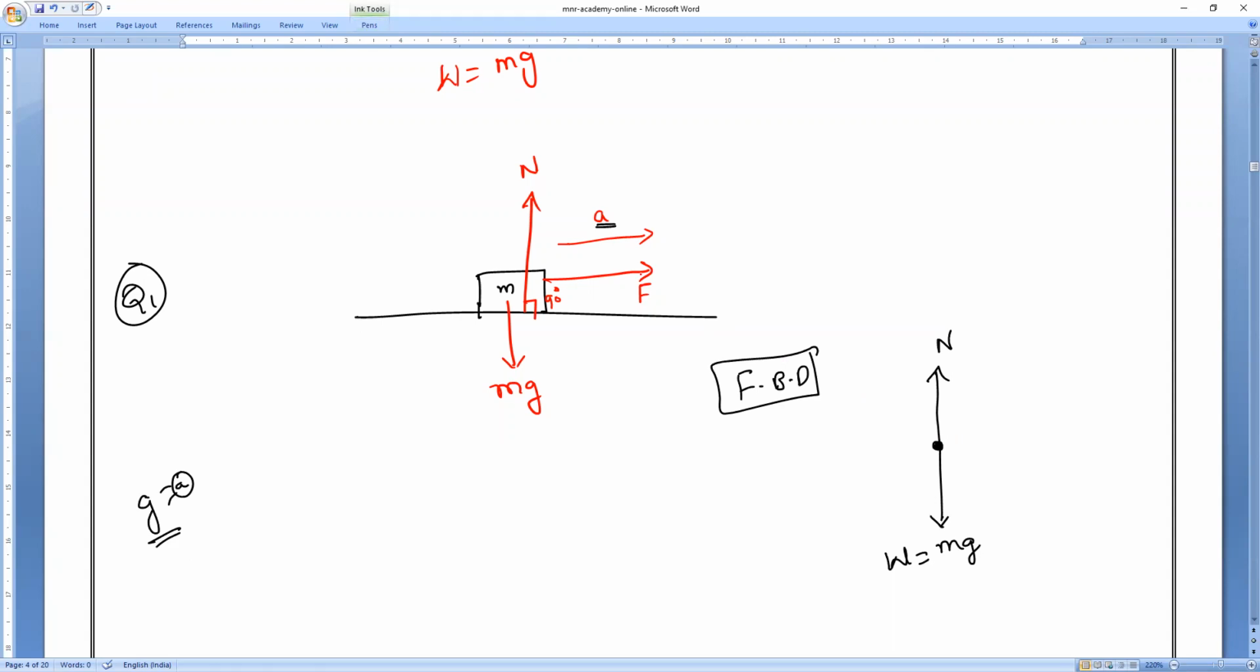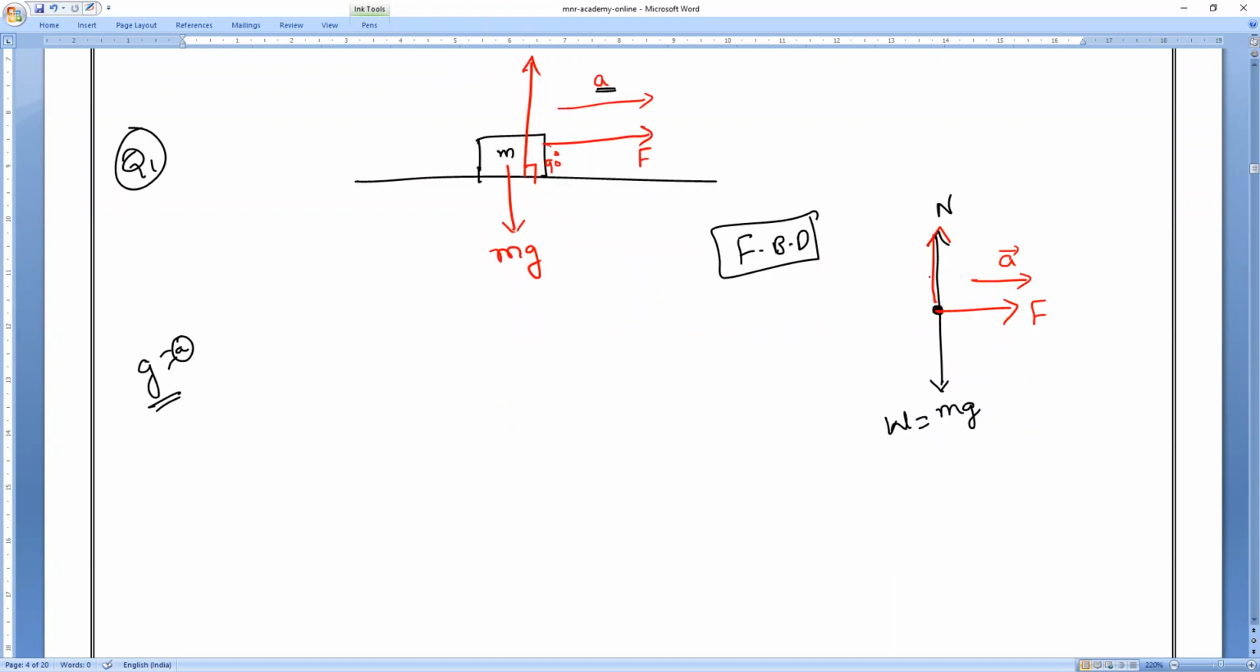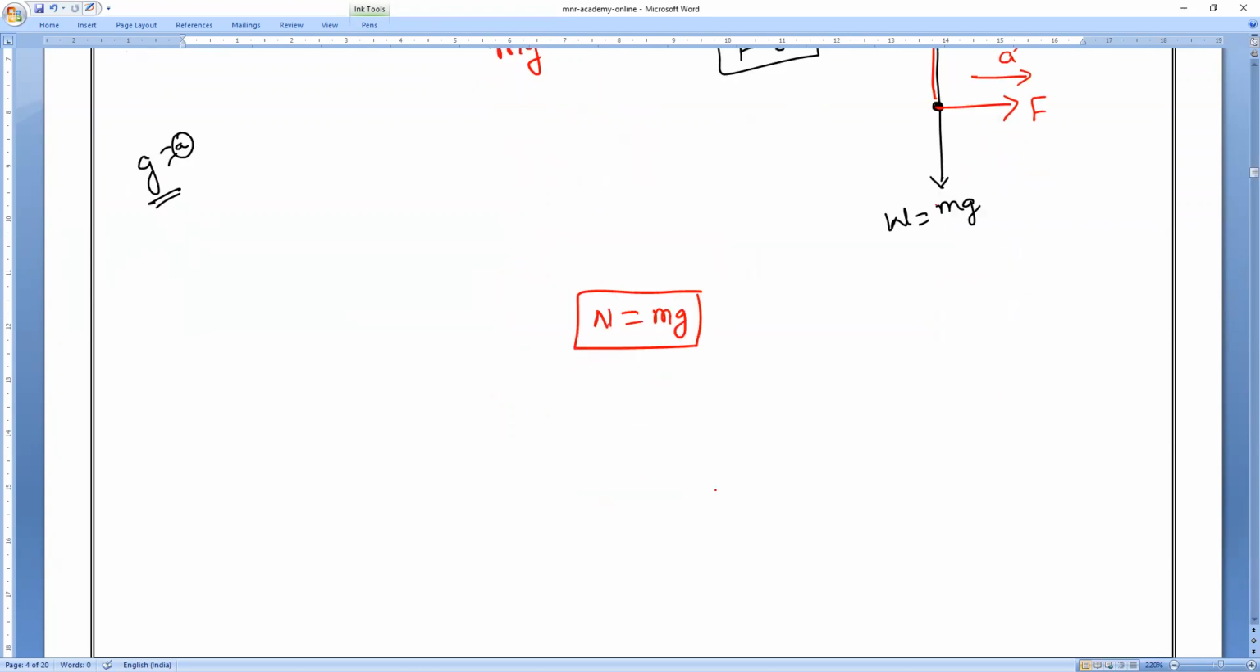So when the object is falling downwards, you can see that the normal force acts in the upward direction and W equals mg. And the force is exerted in this direction, so the acceleration is also in the same direction. That's all. So for the resultant force, you can add them. This force equals this force because they are opposite forces. So N equals mg. So I found the normal force value.